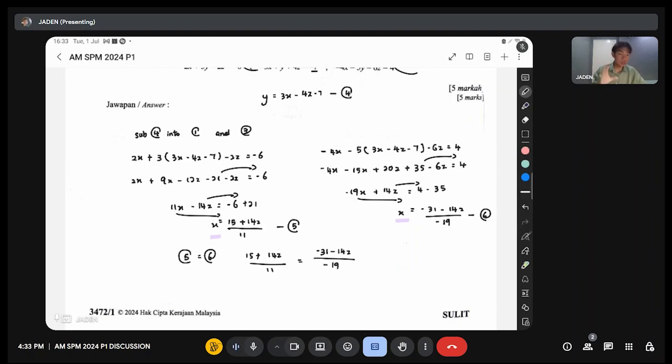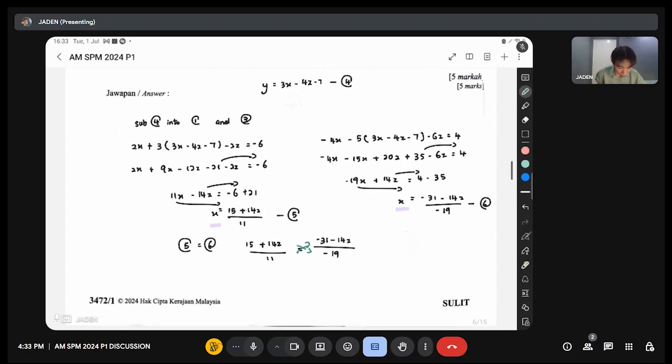Okay, over here, maybe students with weaker foundation, you might be confused about how to continue, but it's okay. I'm here to guide you. So use the ratio method, or you call it whatever, cara nisbah. All right, you're going to cross multiply here. So when you do cross multiplication, okay, this is 15 plus 14z multiplied with negative 19 equal to 11 multiplied with negative 31 minus 14z.